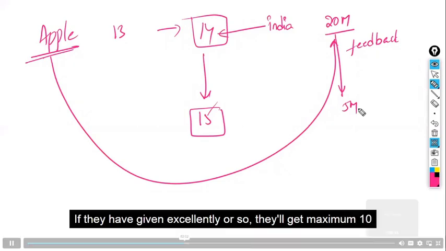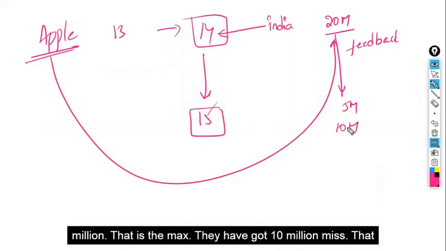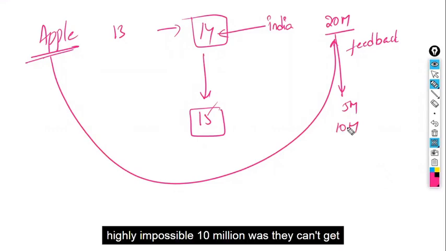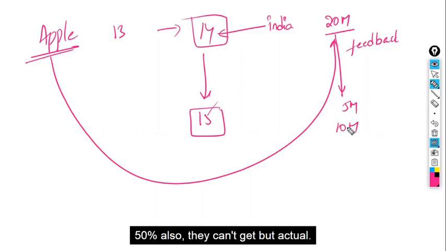If they have given excellently also, they will get maximum 10 million. That is the max. They have got 10 million means that is max. Highly impossible. 10 million also they can't get. 50% also they can't get, but actually.